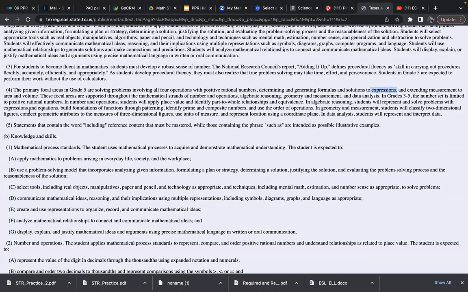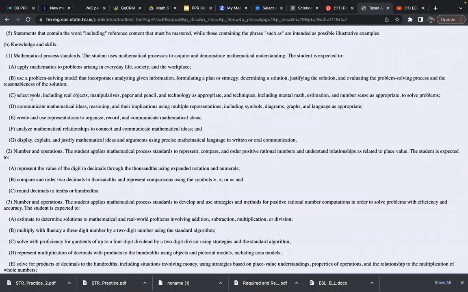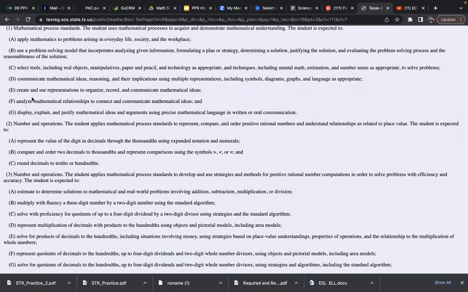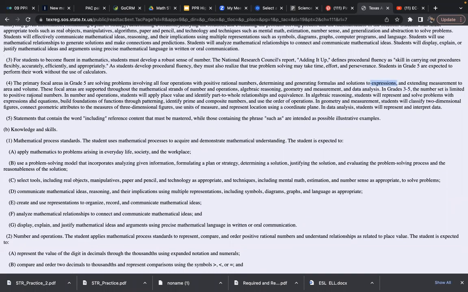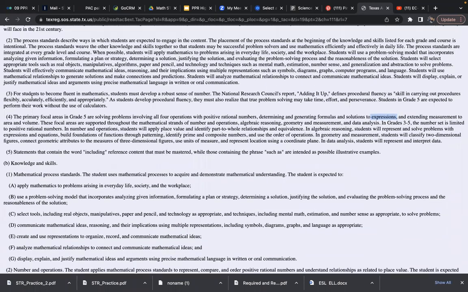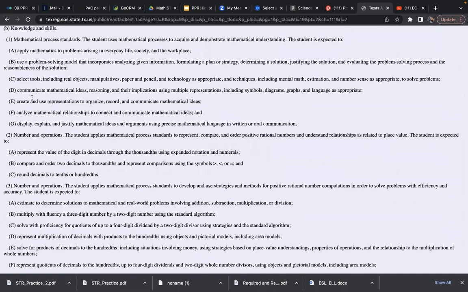Extending measurement to area and volume. Now we were just doing perimeter, if you'll remember. Up until when we were doing measurement, it was only perimeter, and now we're doing area and volume.